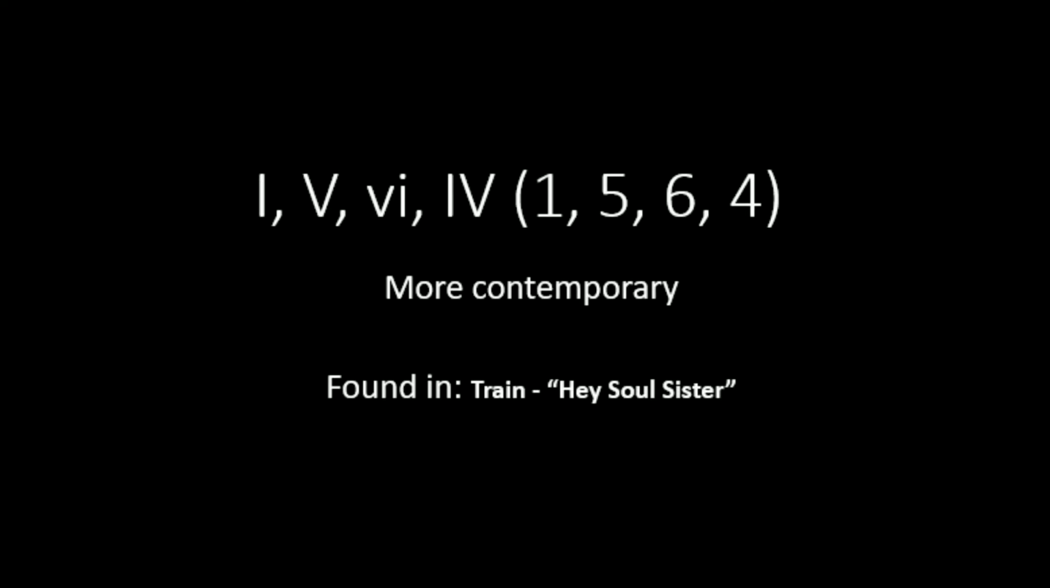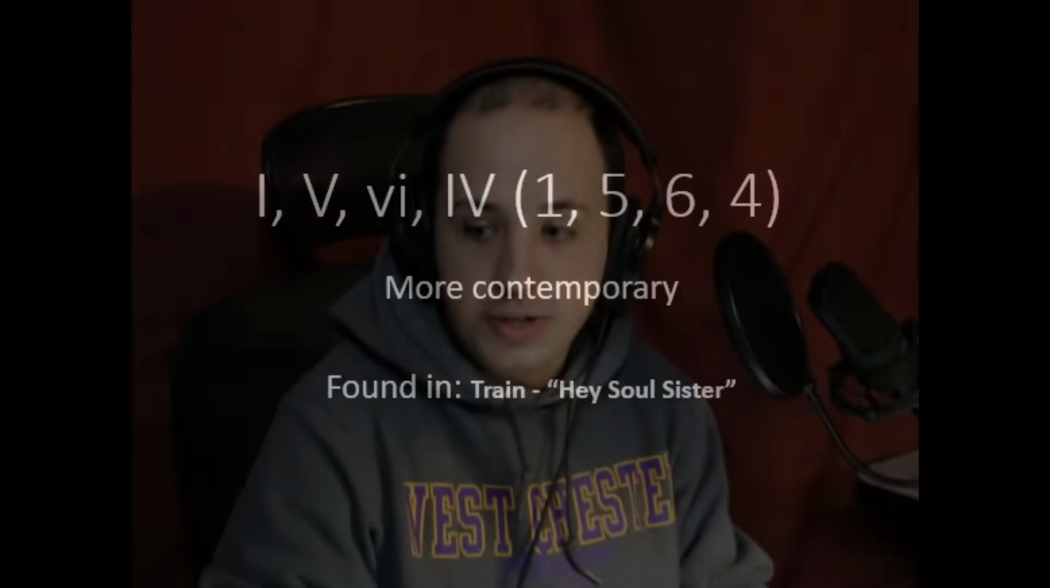All right, so this one's a little bit more of a contemporary chord progression. It's the 1 5 6 4 progression. And by the way, if you wonder why some of the Roman numerals are uppercase and some are lowercase, the uppercase ones signify a major chord, and the lowercase is a minor chord. So that 6 chord is actually going to be a minor in this case.